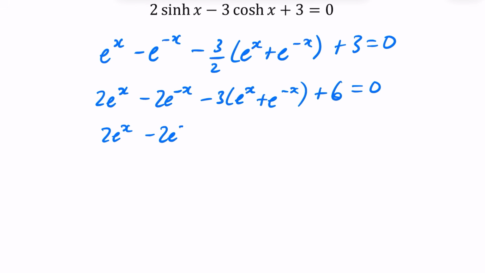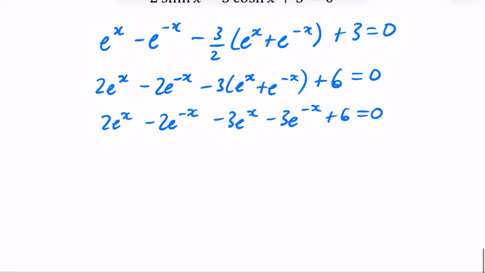So just expanding these brackets out that we've got here. And then I'm going to collect some like terms together, and then I'm going to do that same trick of multiplying through by e to the x. So I have a 2 e to the x minus 3 e to the x, that's minus e to the x. I then have minus 5 e to the minus x plus 6 equals 0.